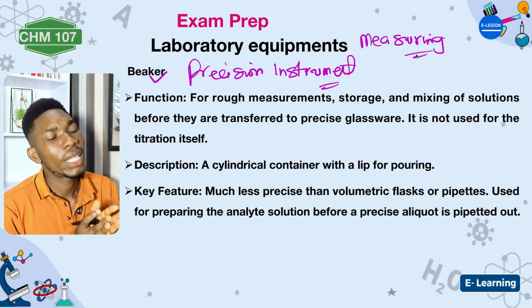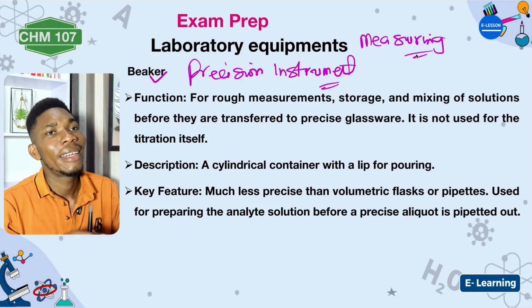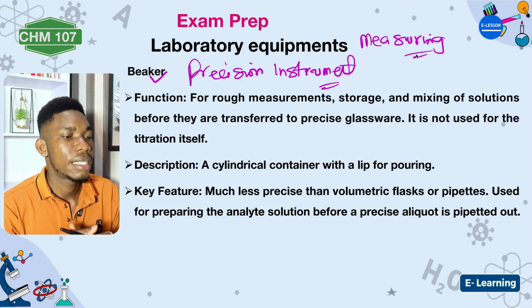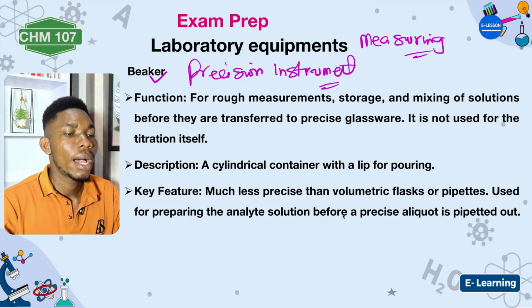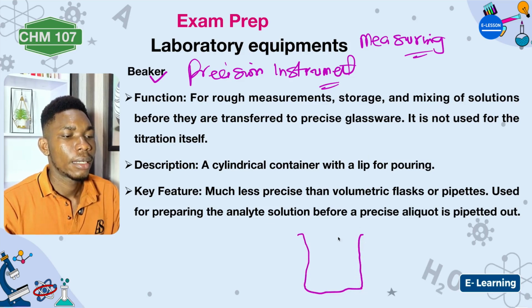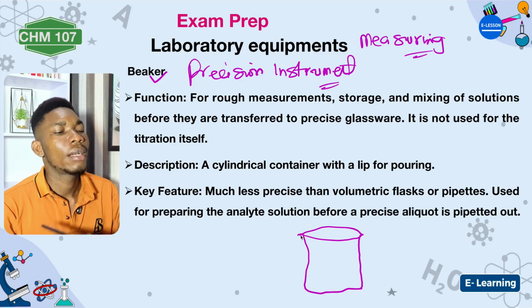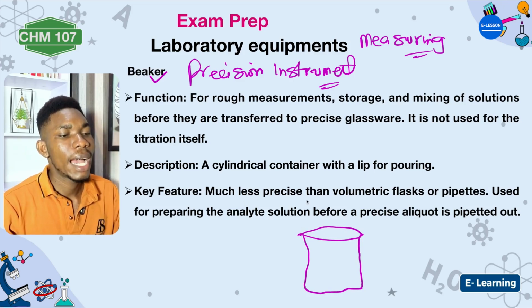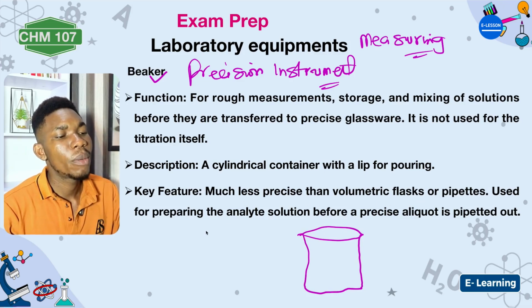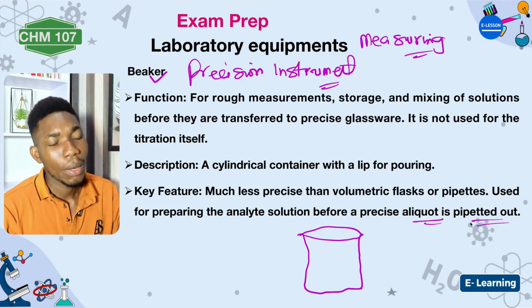And beakers are not used for titration themselves. They are just present in the lab for mixing, for doing any other thing. And of course, you know how a beaker looks like. This is how a beaker looks like. All right. Much less precise than a volumetric flask or pipette, it is used for preparing the analyte solution before a precise aliquot is pipetted out.